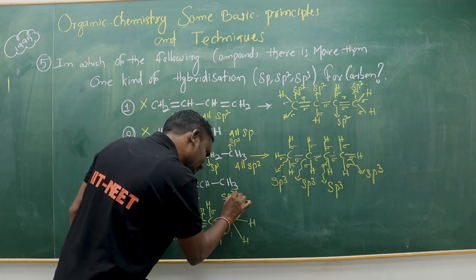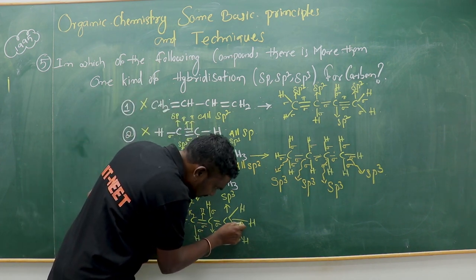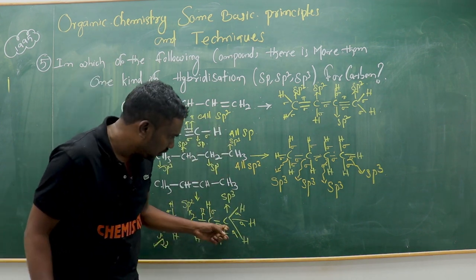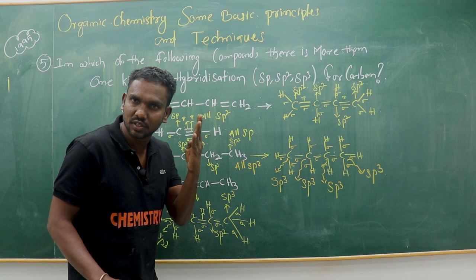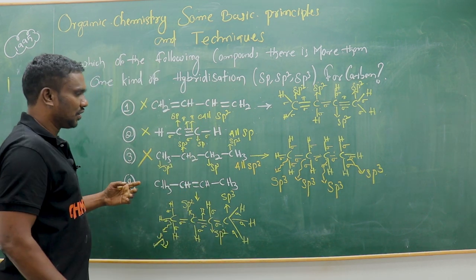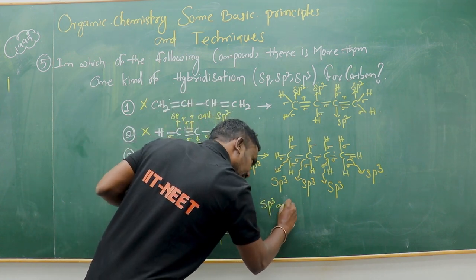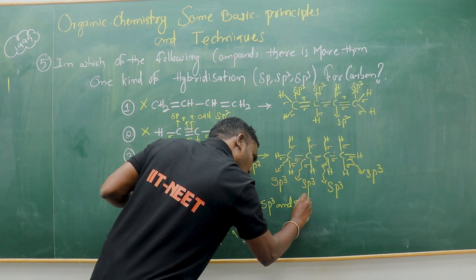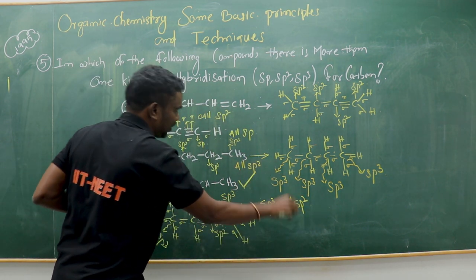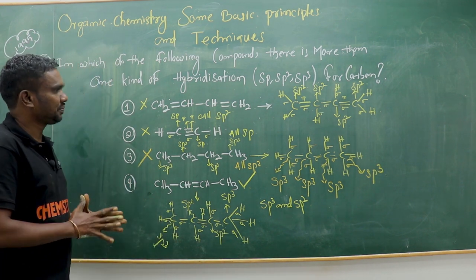What does this one belong to, sir? sp3. How, sir? This is a single bond, single bond, single bond. All single bonds are sp3. This carbon has four single sigma bonds, so that is the reason it is sp3, beta. So here sp3 carbon is present and sp2 also present. So the fourth option is the right option, beta. Fourth option is the right option.